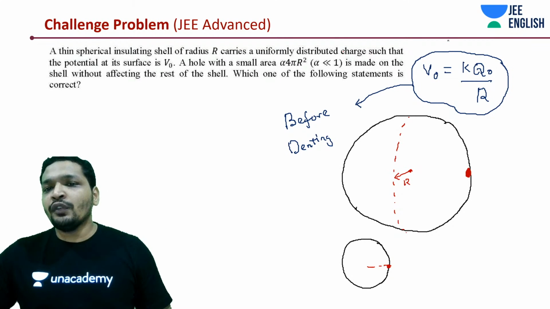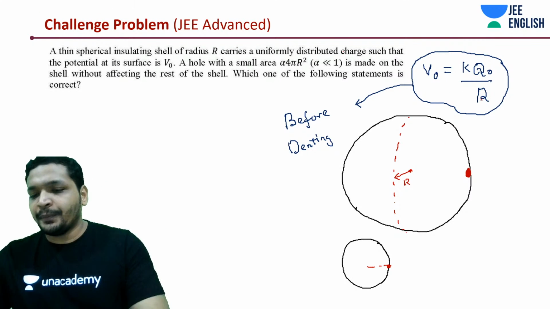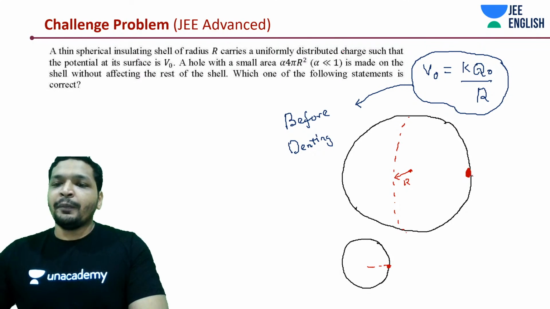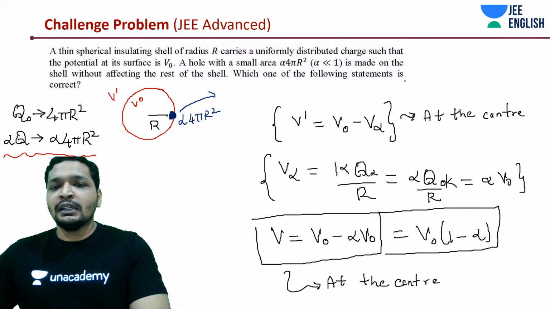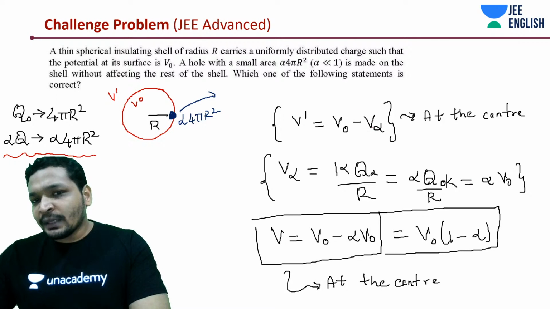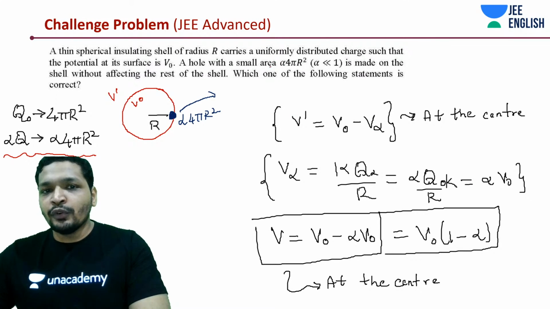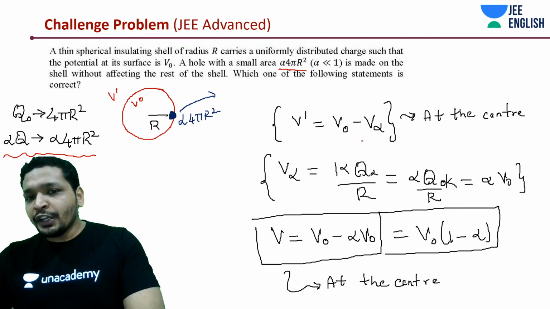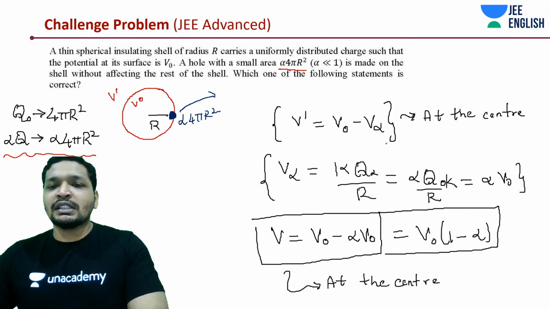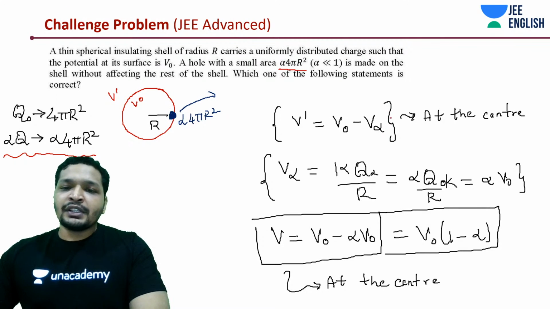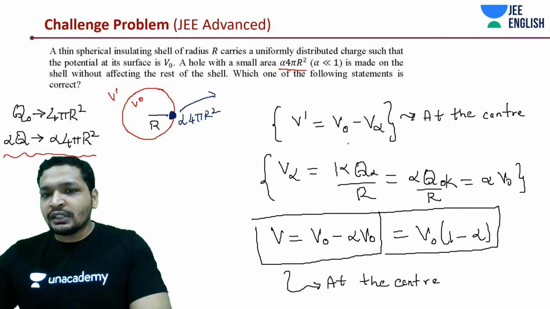And initially we know V naught is nothing but kq naught by r. So once I've dented it, if I put a hole in it, what is happening? That potential you would have to subtract due to that V alpha that you have removed. A small hole you have made, right? You have removed it. So that is going to be V naught minus V alpha. How do you calculate potential? kq by r. And this is just going to be V naught. I'm just calculating it for V alpha.